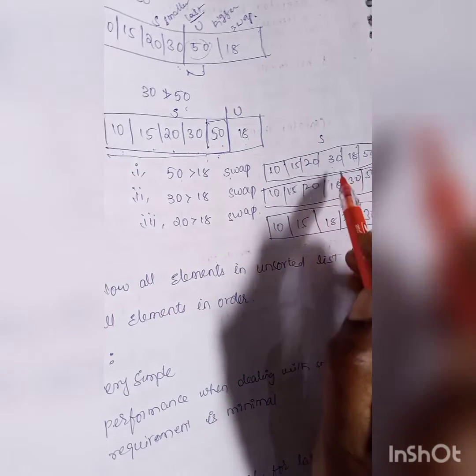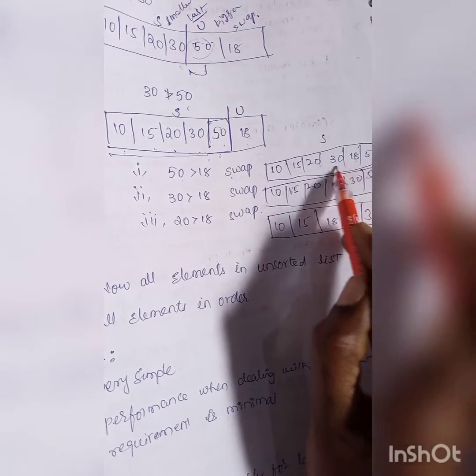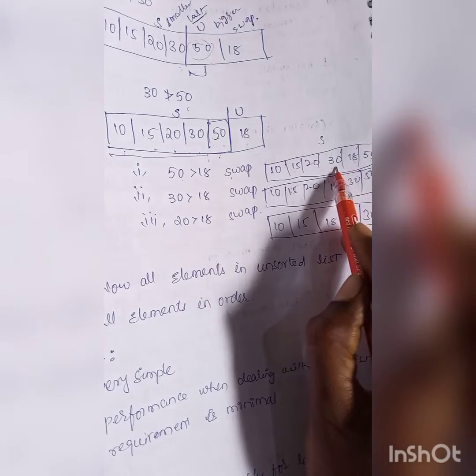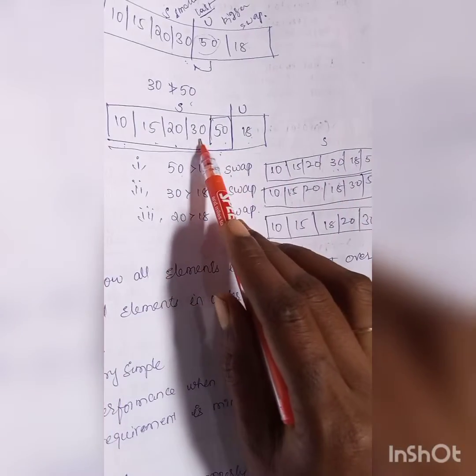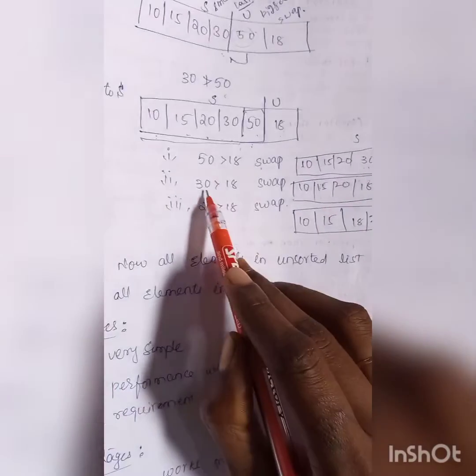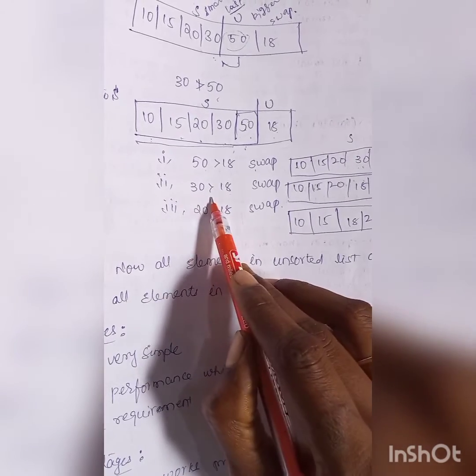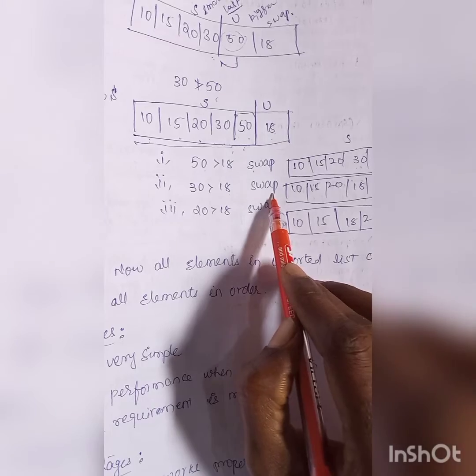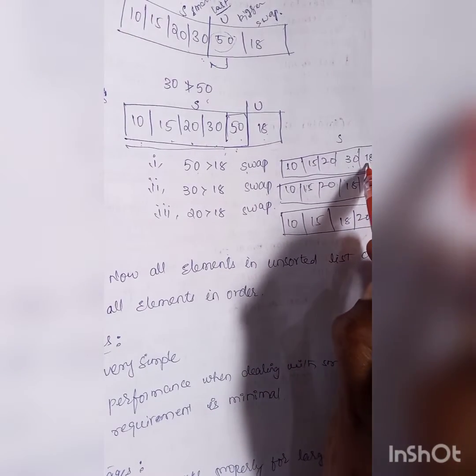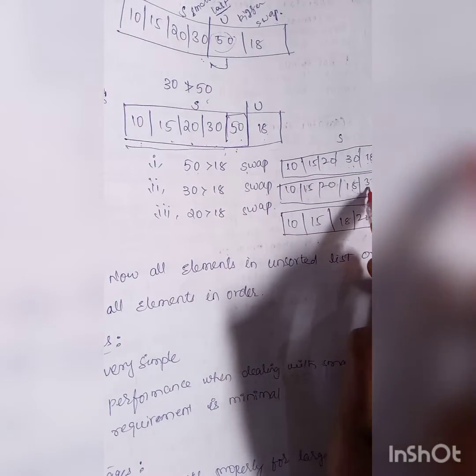Now what we need to do? We need to compare 18 with the previous element of 50. The previous element of 50 is what? 30. Now 30 is greater than 18. So swap. Swap means this 30 should come this side and 18 should go this side.